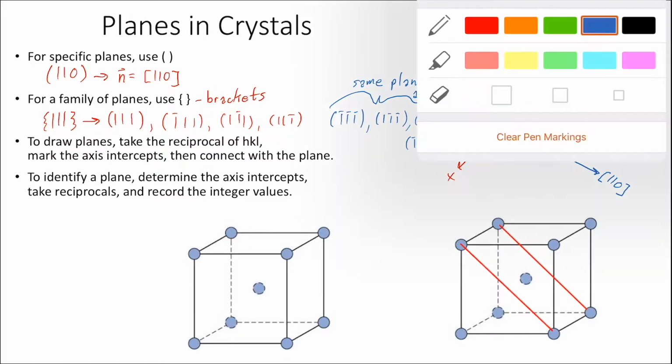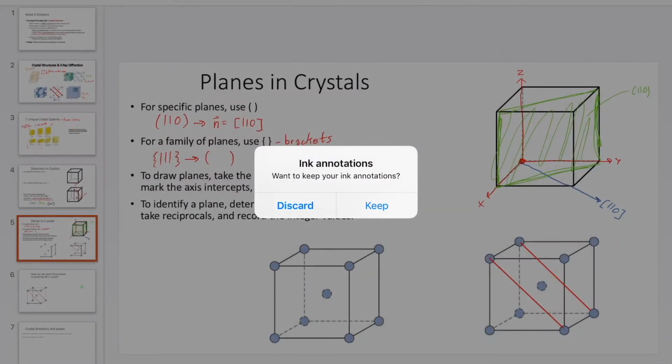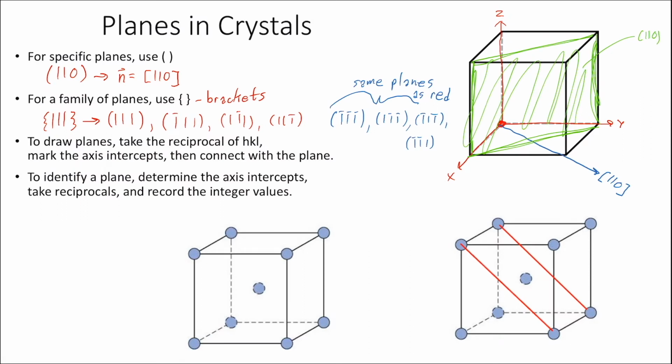All right, so now we're going to go into a little bit more detail on actually drawing the planes. The steps to draw a more complex plane are to first take the reciprocal of all of the HKL, the Miller indices, and then to mark the axis intercepts and connect the dots. So let's start off with a slightly complicated one. We're going to try to draw the plane 1, 2, 3. To start off, we have to draw the origin, and we're going to choose the origin and draw in your coordinate system.